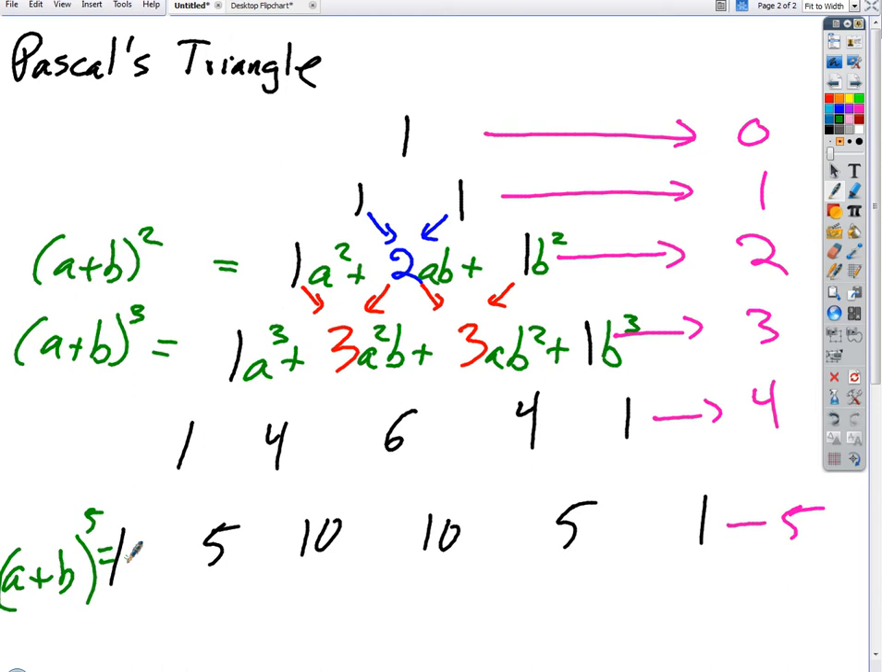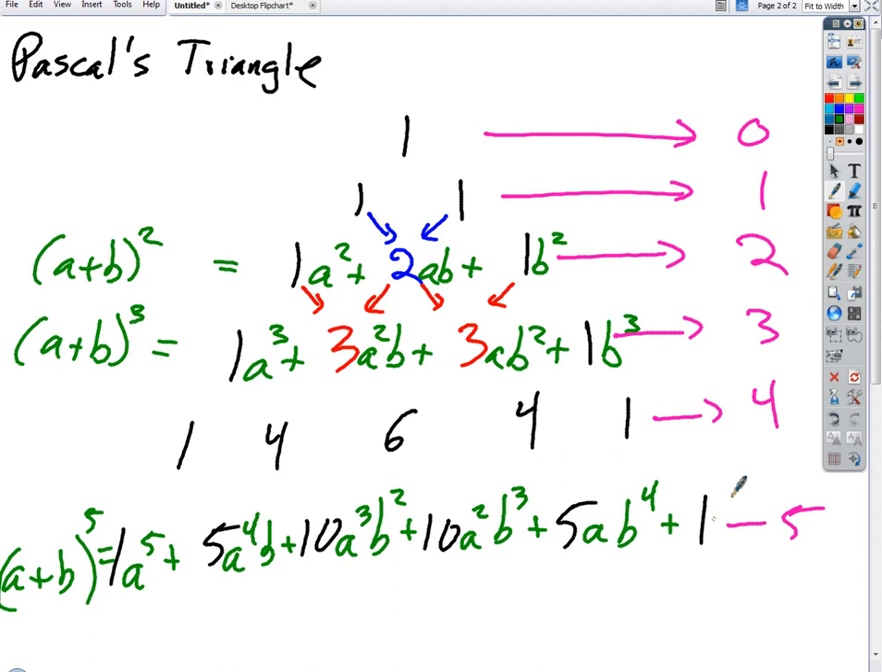Now I know these are going to be the coefficients of that row because that's what Pascal's triangle told us. What are the powers going to be? The first one is going to be a to the 5th, because this is row 5. Plus 5a to the 4th b to the 1, plus 10a cubed b squared, plus 10a squared b cubed, plus 5a to the 1 b to the 4th, plus 1b to the 5th, and there's our expansion pattern for that one.